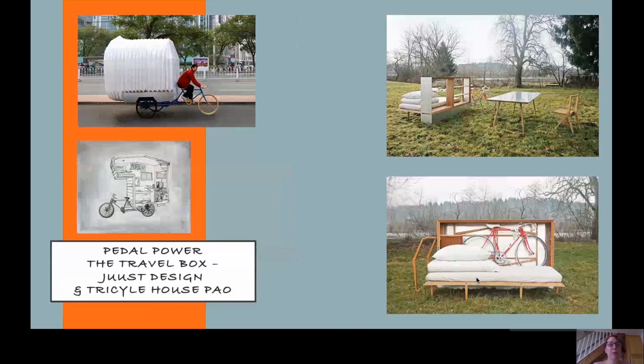And then Pedal Power, the travel box, just designed on the right-hand side. The whole thing collapses up into a stainless steel box that becomes a trailer for a bicycle. And on the top left, the Tricycle House by Peo, a concertina version. So within that space, you have a place to sleep and probably equipment for cooking and eating. And then on the bottom, a tiny miniature, almost like a little caravan, but that's also in sections, so you can see how that's being occupied as well.